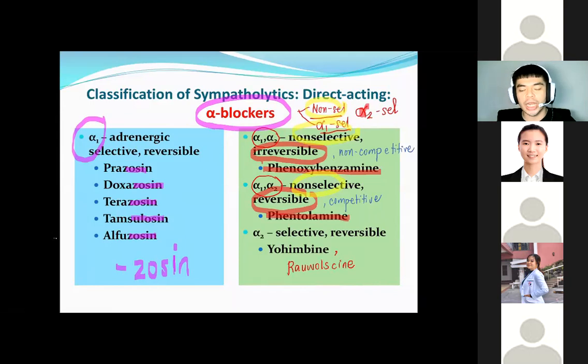Examples of alpha-2 selective blockers are yohimbine and also rawolsin. So these are the examples of alpha blockers. Take note of the drug names.